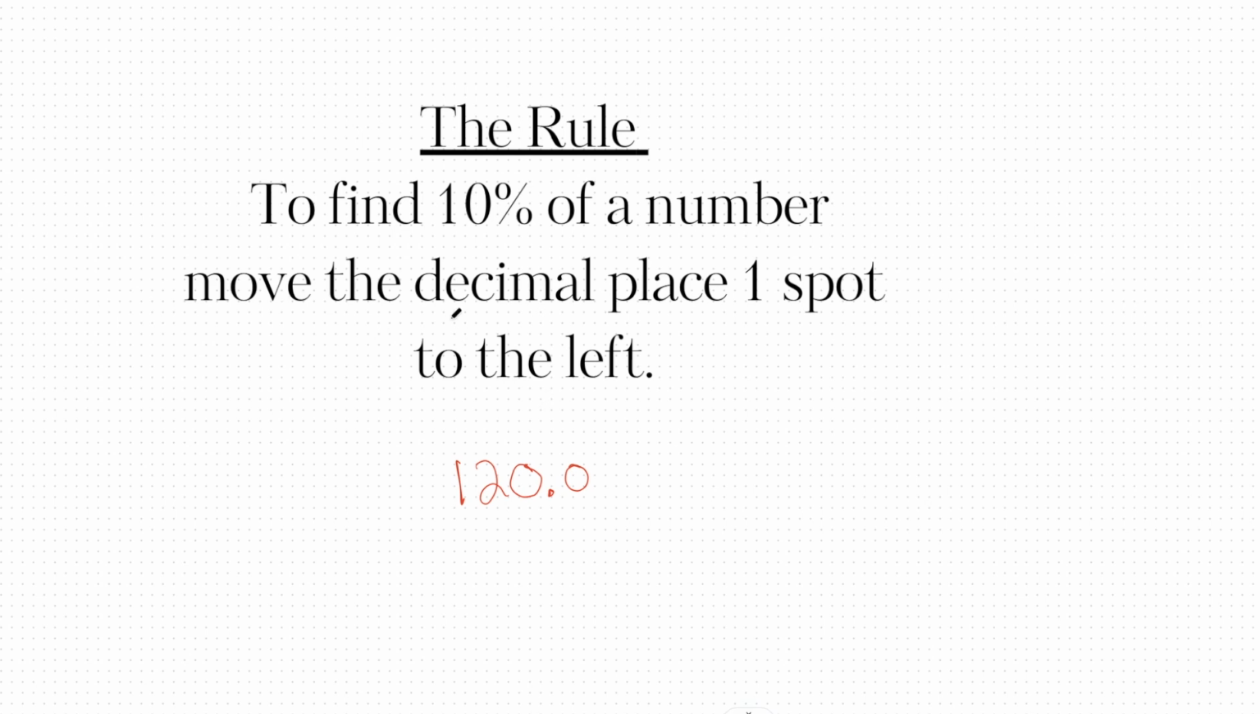Now, to get 10% of a number, what that really means is we want 1/10 of it. So to get 1/10, I need to divide by 10. And when you move the decimal over one spot to the left, you're actually dividing the number by 10. So that means 10% of 120 would be 12. And there it is. That's really how simple it is. Just take the decimal, move it one spot to the left, and the new number is 10% of the original.